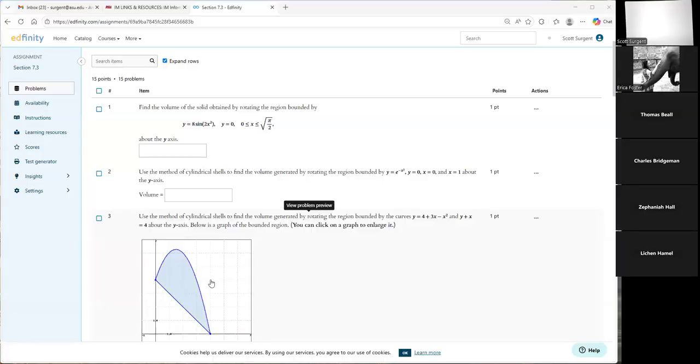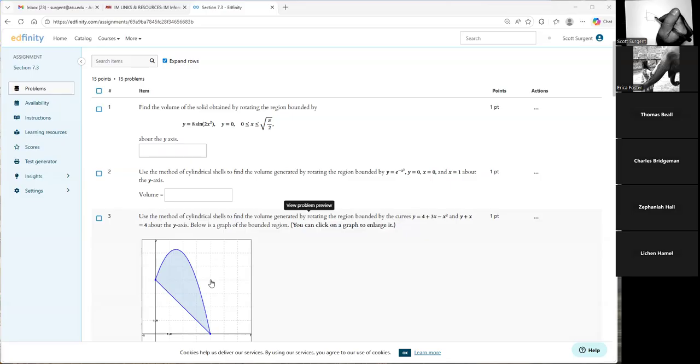Use the method of shells to find the volume generated by rotating the region bounded by y equals e to the negative x squared, y equals 0, x equals 0, x equals 1 about the y-axis. All right, so again, I always have to draw the picture. I can't do it otherwise. The e to the negative x squared is actually the famous bell curve. You've got y equals 0, which is the x-axis. You've got x equals 0, which is the y-axis. And then you've got x equals 1. So we've got this region right here, and we're going around the y-axis, and they want us to use shells.